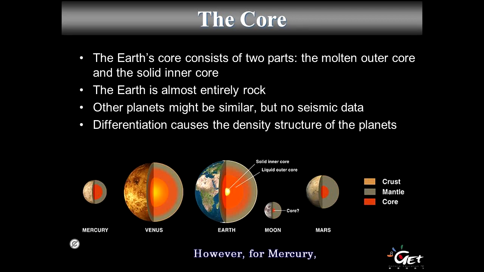However, for Mercury, we suspect that the core is bigger, because the density of Mercury is similar to the density of Earth. However, as long as we don't put probes on those different planets to measure seismic waves, we can't tell much more about their internal structure.